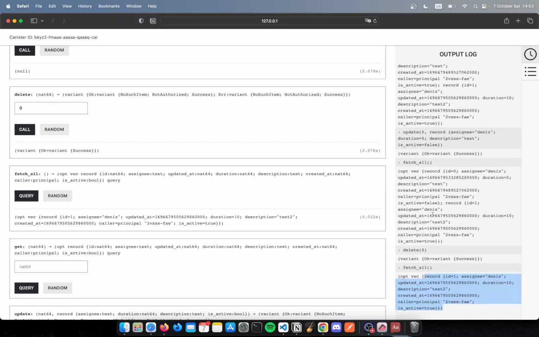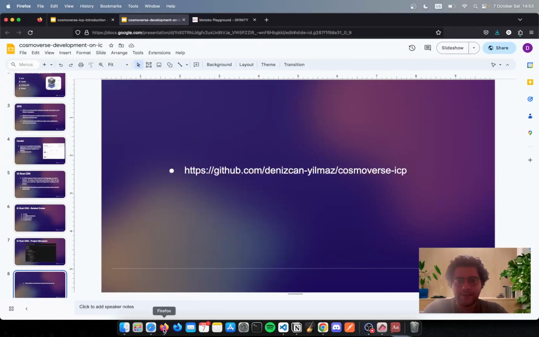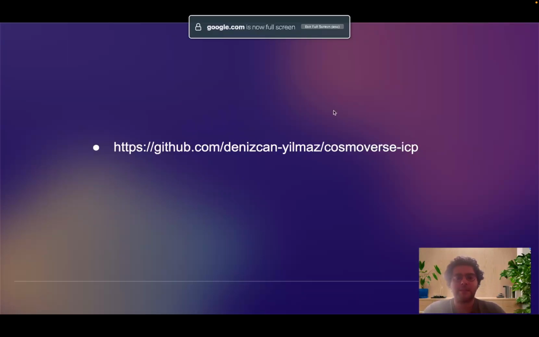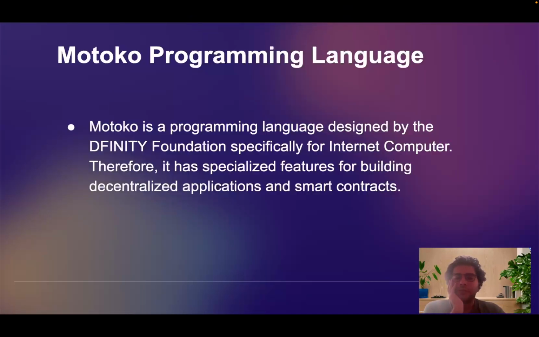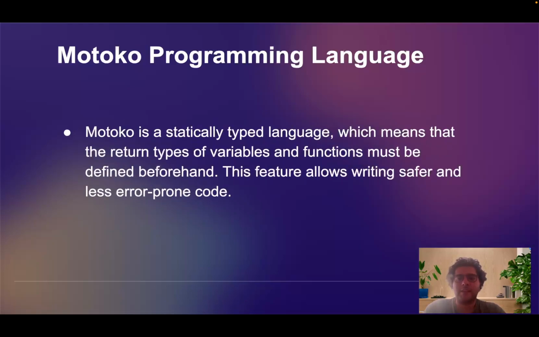And returning back to my slide, yeah. And now I'll be talking about the Motoko language. Motoko is the native language for programming on the Internet Computer. It has some specialized features for building decentralized applications and smart contracts on ICP. And in order to achieve its functionalities, we have several crates and libraries for other canister development kits, as we saw in the Rust CDK.